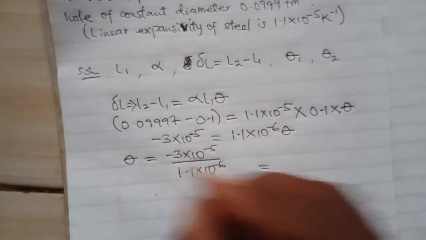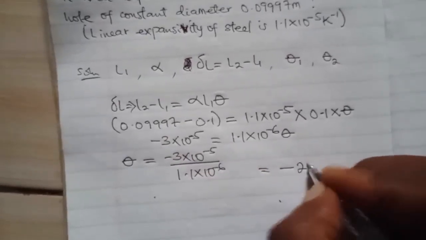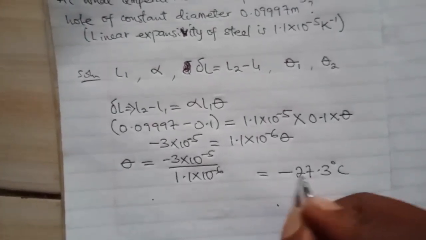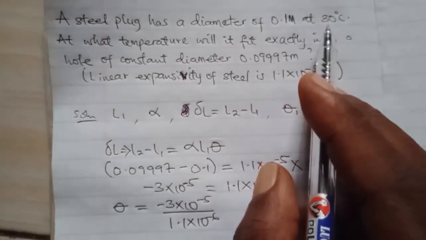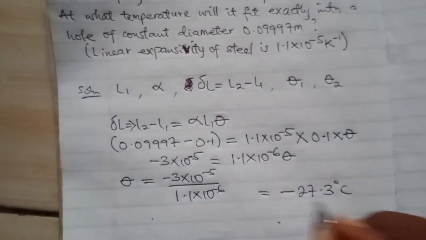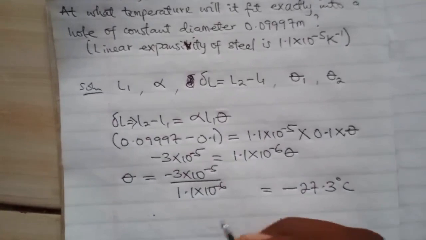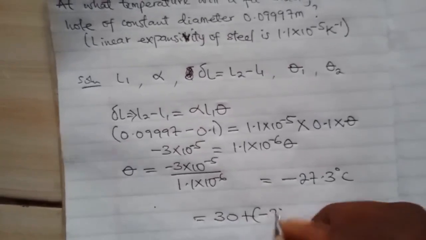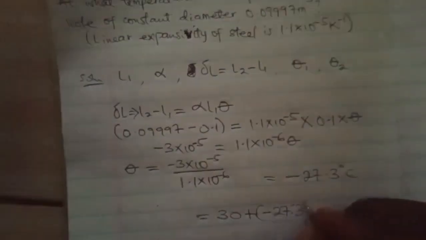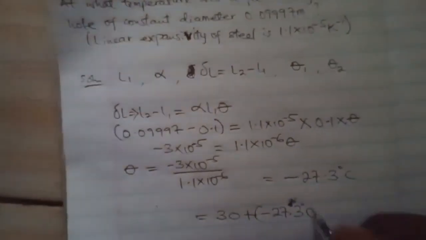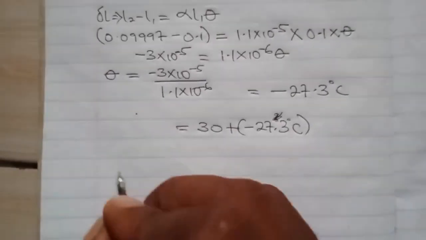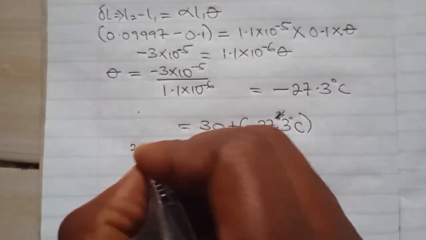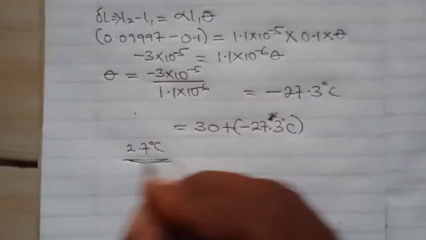And if we divide that with the calculator, we'll have minus 27.3 degrees Celsius. Since the initial temperature happened to be 30 degrees Celsius, we're going to add 30 degrees to this, which gives the new temperature. So we'll have 30 degrees Celsius plus minus 27.3 degrees Celsius. Therefore, the required temperature is going to be 2.7 degrees Celsius. That's the required temperature.